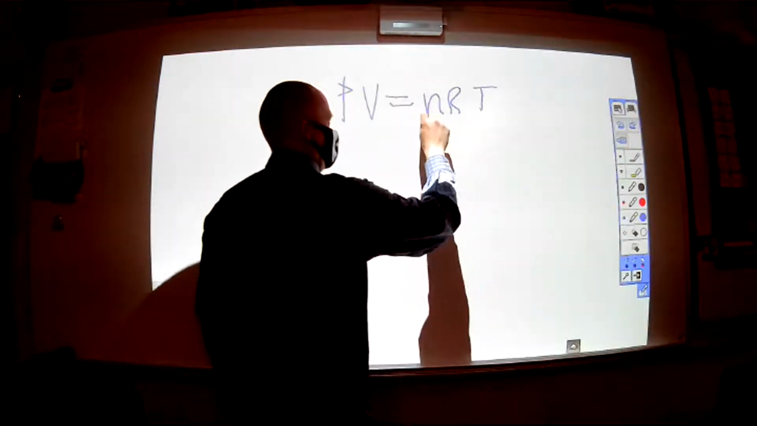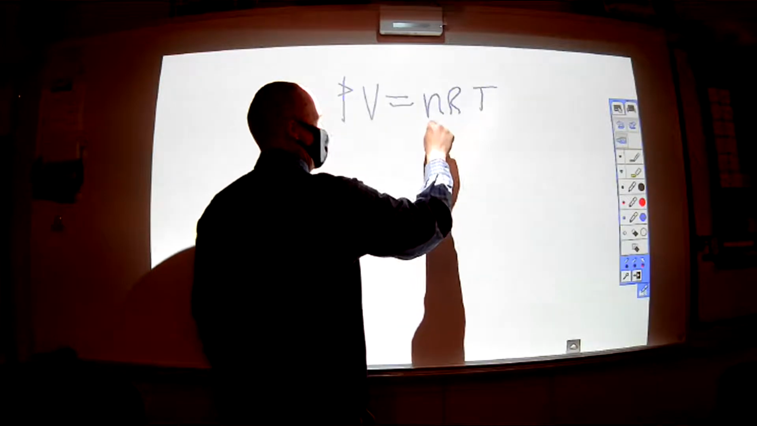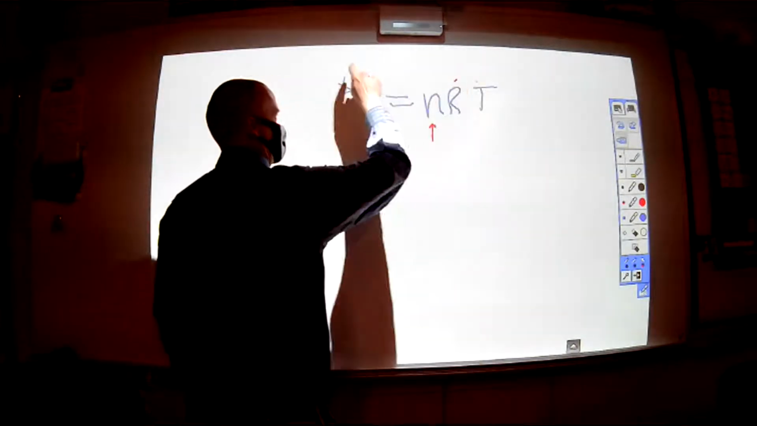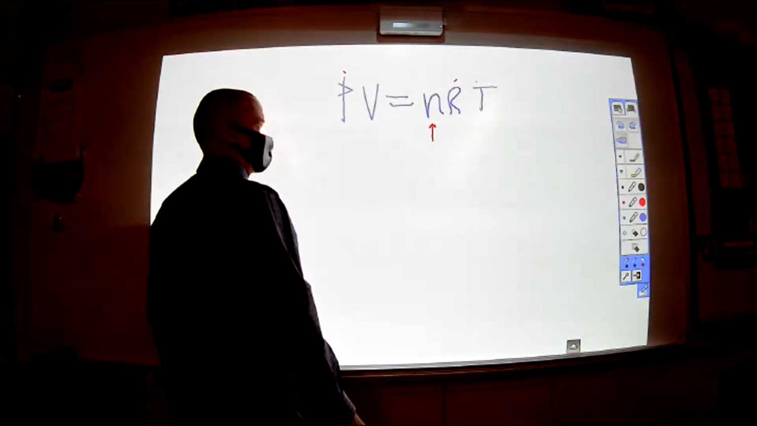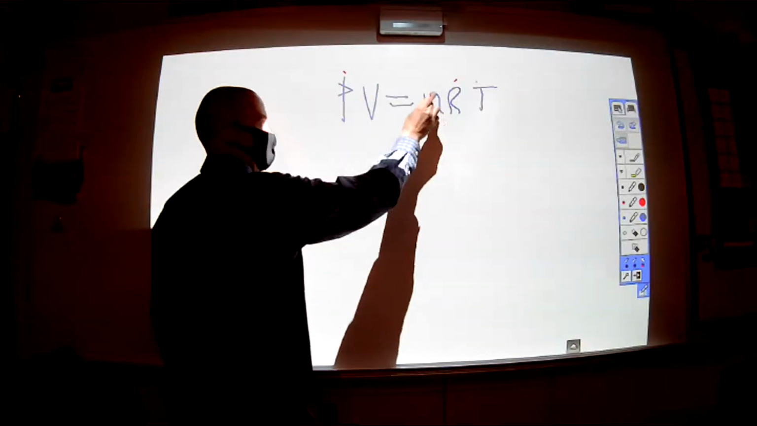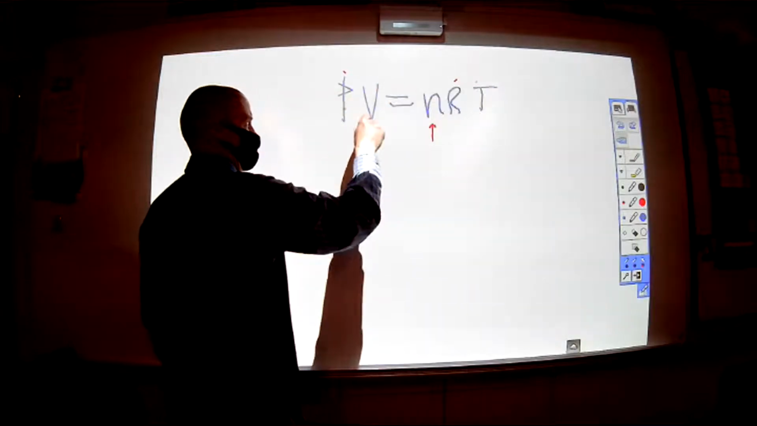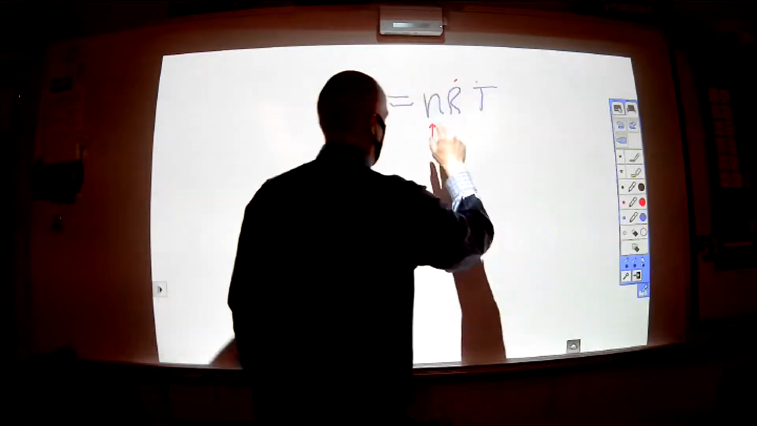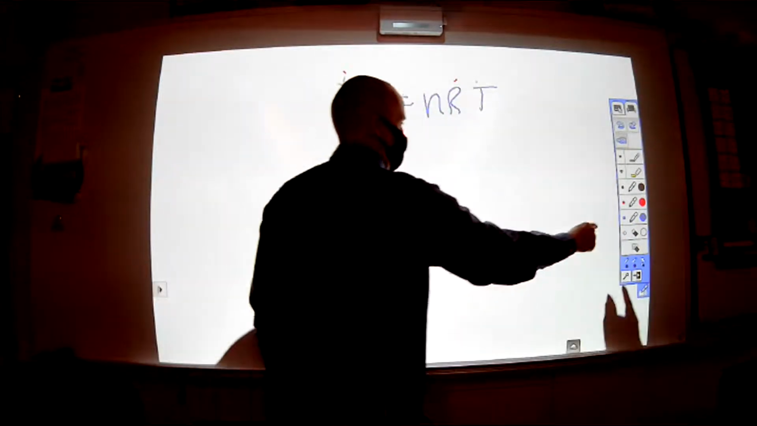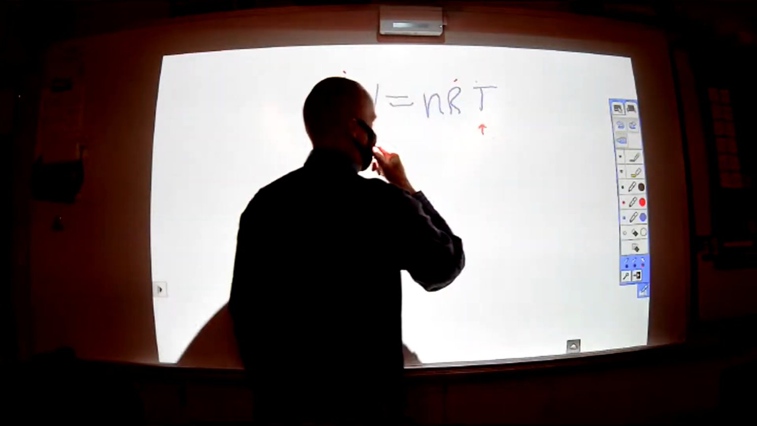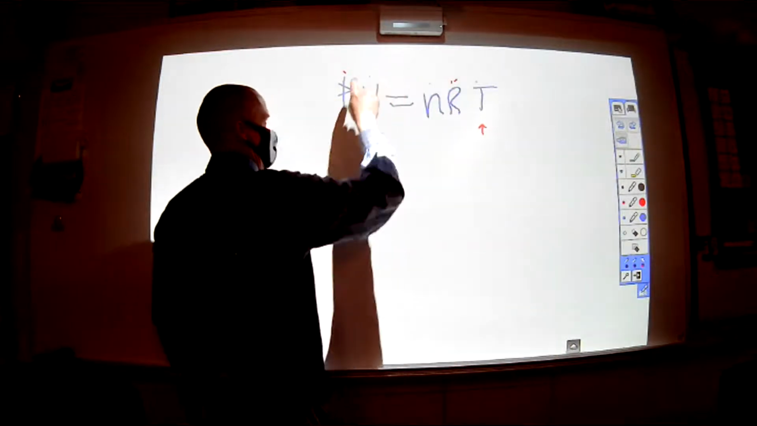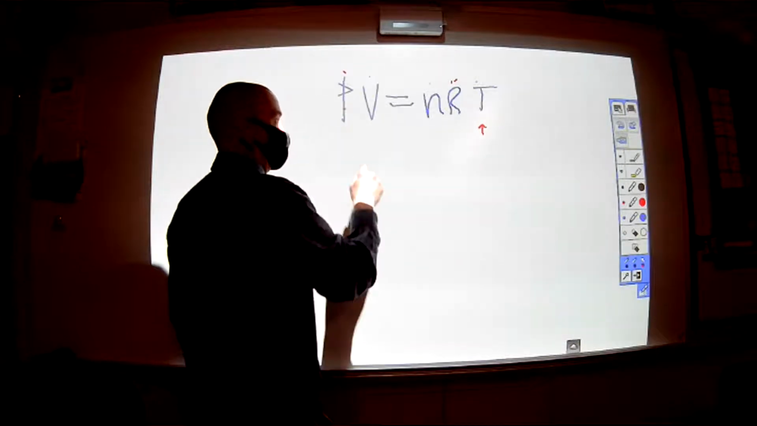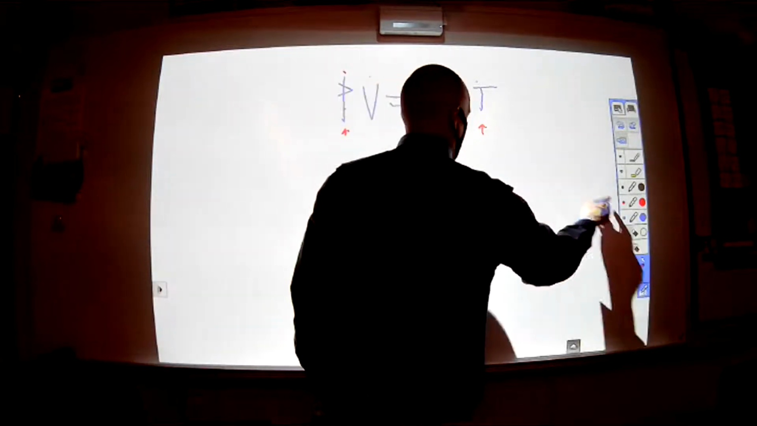Avogadro said that if we increase the number of moles of gas, N, and we keep the others constant, the volume has to go up. That's Avogadro's law. What happens if the temperature goes up and the others stay the same? The pressure will have to go up. That's the Gay-Lussac law.